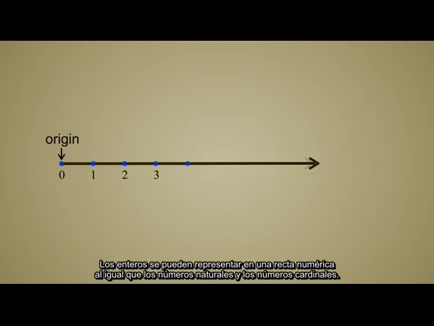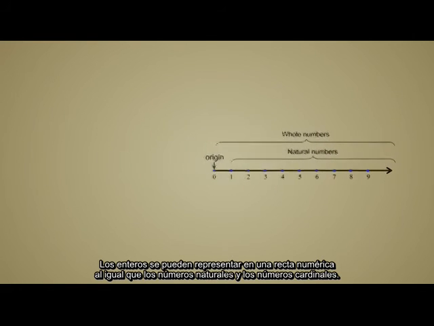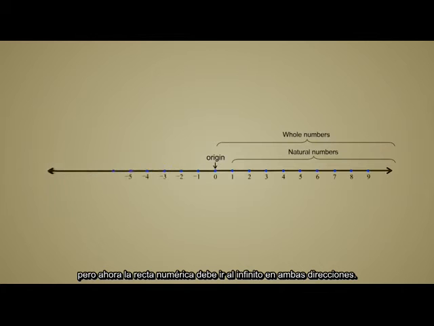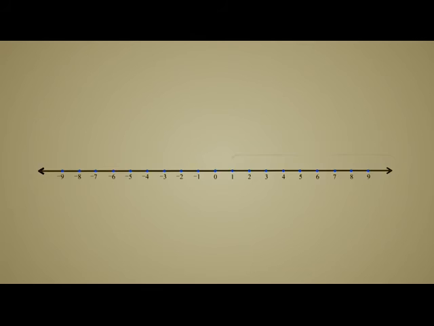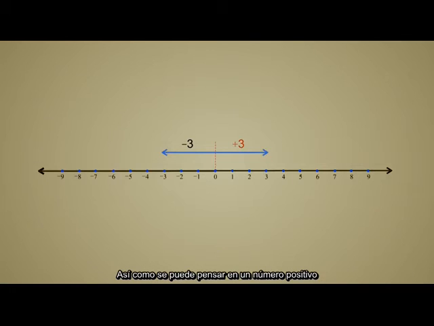Integers can be represented on a number line just like natural numbers and whole numbers. But now the number line must go off to infinity in both directions. With a positive or negative sign, a number can be thought of as representing not only a distance but also a direction. Just as a positive number can be thought of as representing a distance to the right of the origin, a negative number can be thought of as representing a distance to the left.